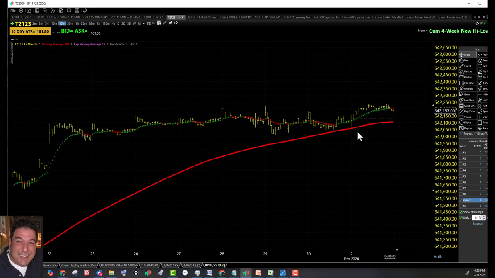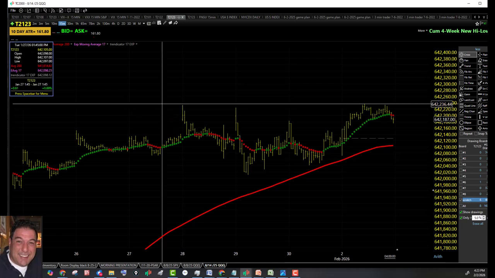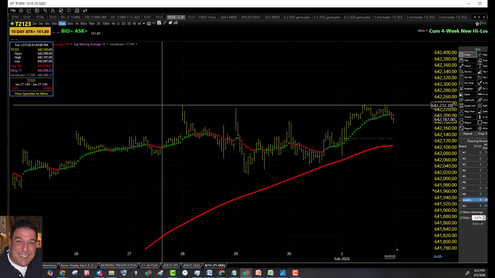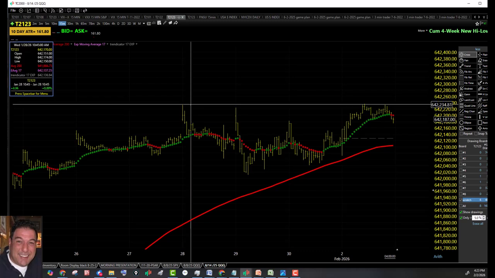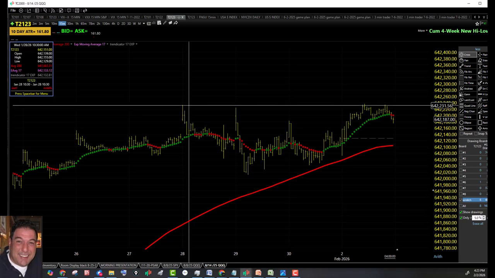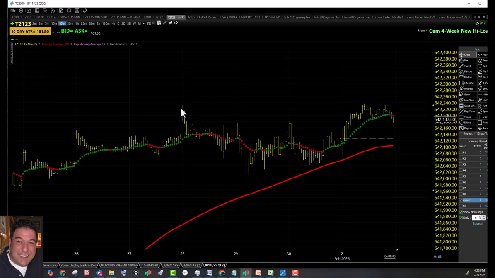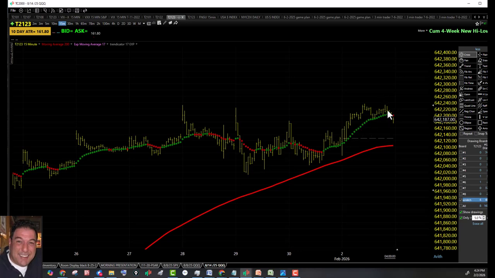I got to zoom in because I can't really see too well. So this candle right here is the all-time high, so I'm going to put my crosshairs over it. All right, so you can see this candle right here pokes up through it. Okay, see that? One more time. See how that candle pokes up through it? This was the all-time high, so they made a new all-time high on T2123 today.